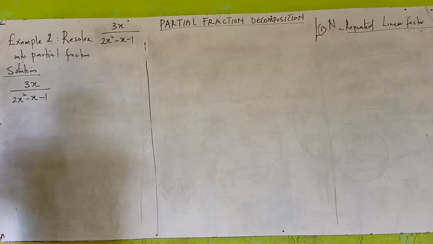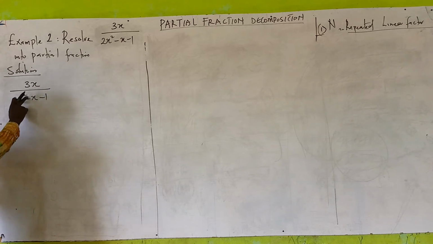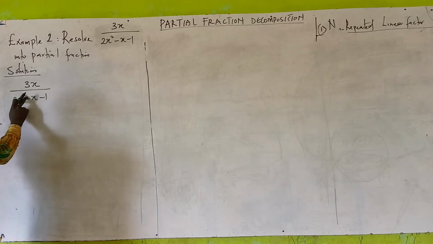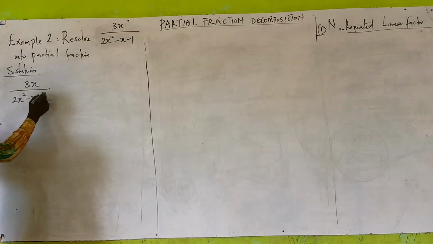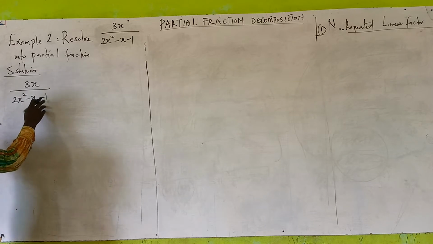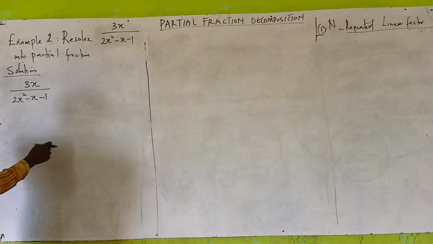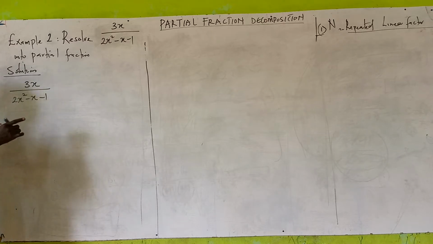What can we do about this? Now, if you look at the numerator here, its degree is 1 less than the degree of the denominator here. That one is satisfied. Can we factorize this using the factorization method of solving quadratic equation? If you factorize this, 2x squared minus x minus 1, what are you going to have? The factorization of 2x squared minus x minus 1.